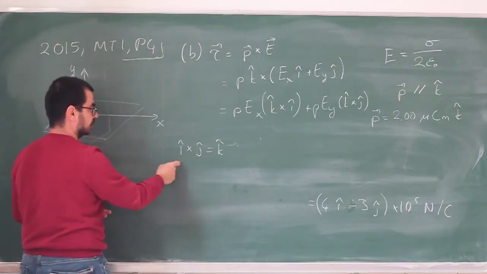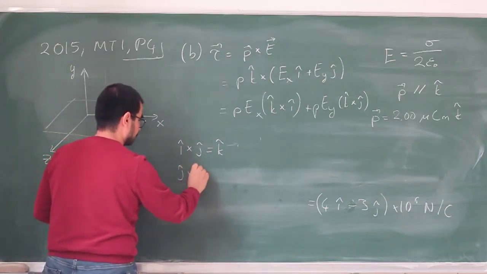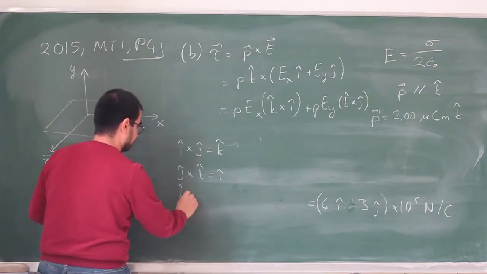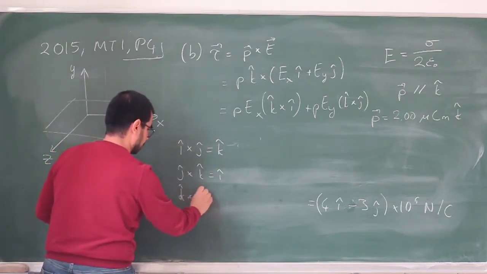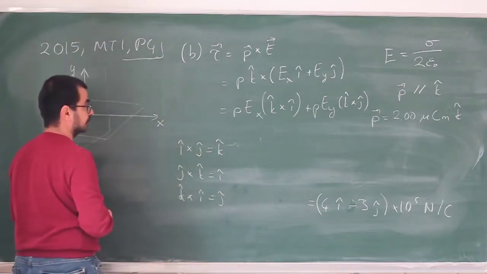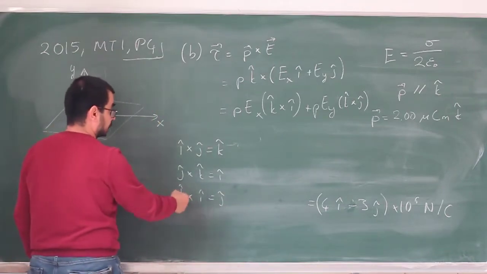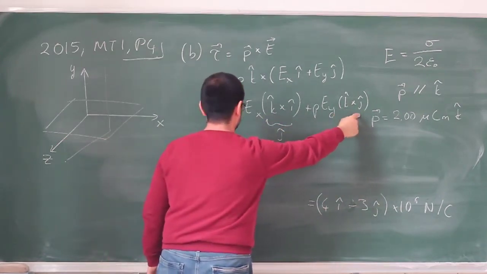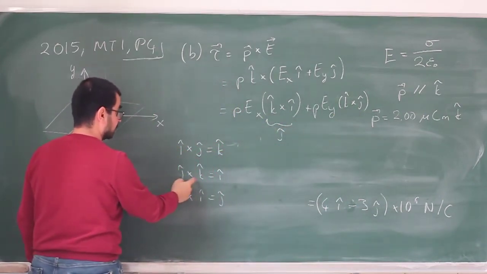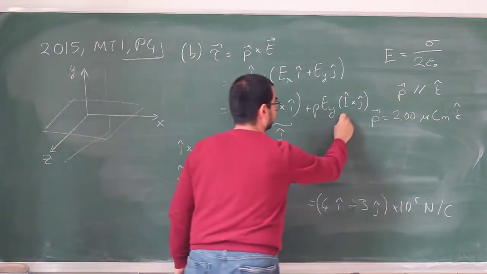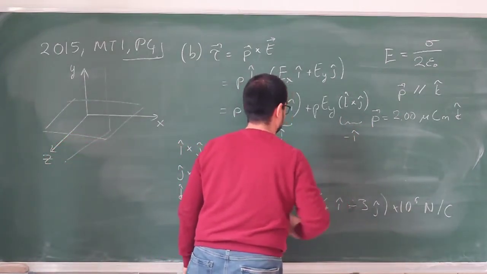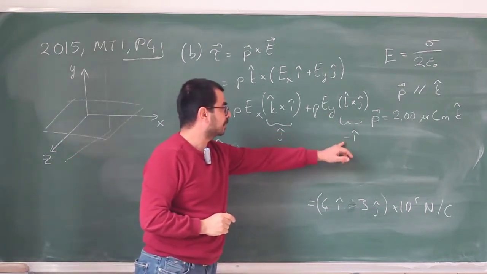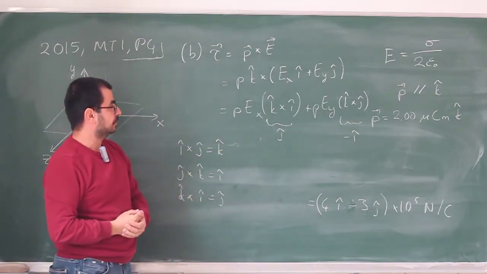So if I move this over here, I'm going to get j cross k is equal to i hat, and if I move once more, k cross i is j hat. Okay? So k cross i is j hat, this is j hat, and k cross j, we don't have that, but j cross k is i, so this must be minus i hat. Okay? And recall that this is already minus, so this minus minus is going to be something positive.